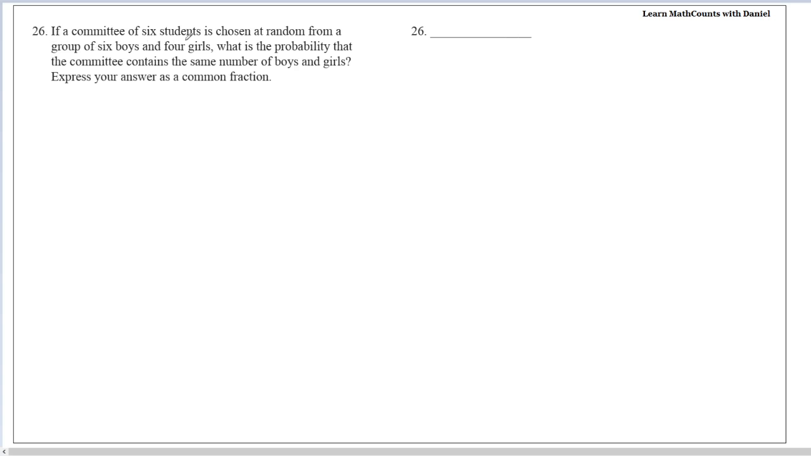If a committee of 6 students is chosen at random from a group of 6 boys and 4 girls, what is the probability that the committee contains the same number of boys and girls? Express your answer as a common fraction.